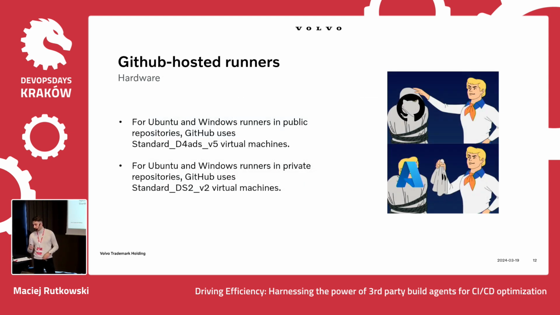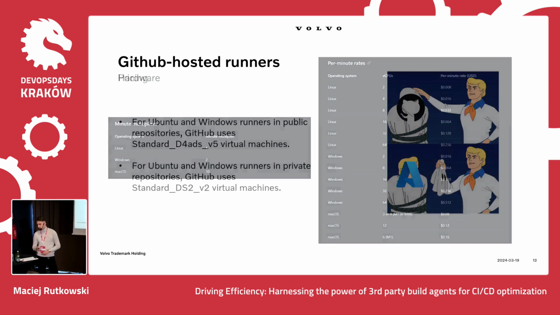When it comes to hardware running those builds, for public repos, it is a standard D4 VM for GitHub for Ubuntu and Windows, and for private ones, it's a DS2 VM from Azure. So basically, under the hood, all of it is on Azure VMs.